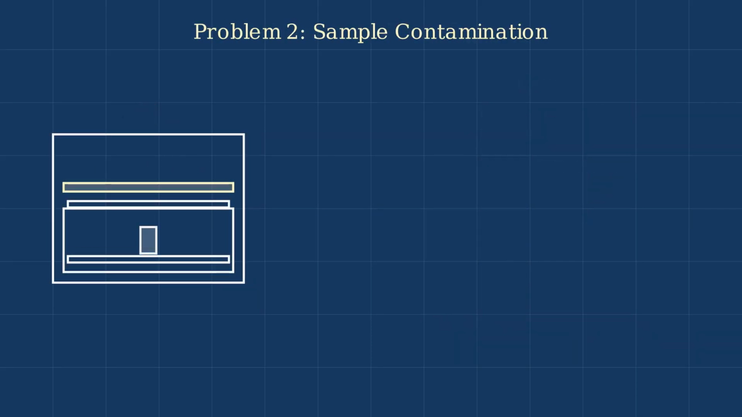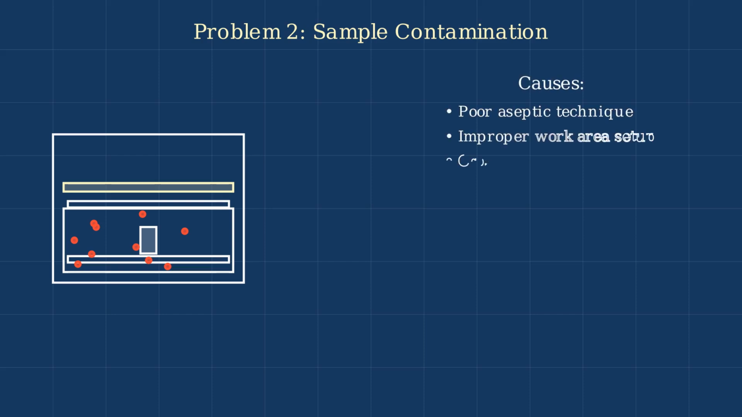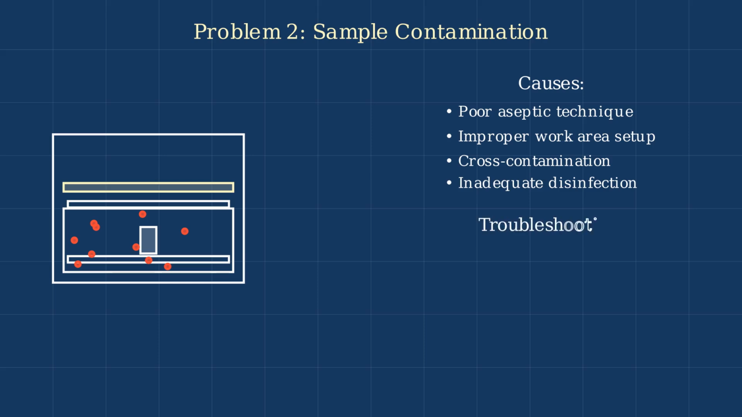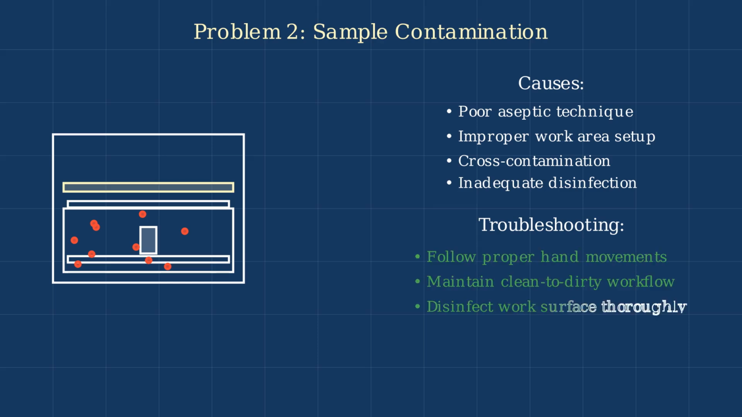Sample contamination is a serious problem that can compromise research results and potentially create safety hazards. Contamination often occurs due to poor aseptic technique, improper work area setup, cross-contamination between samples, or inadequate disinfection practices. To prevent contamination, follow proper hand movements inside the cabinet, working from clean to dirty areas. Always thoroughly disinfect the work surface before and after use. Minimize traffic around the BSC during operation, as air disturbances can disrupt the protective airflow patterns and introduce contaminants.